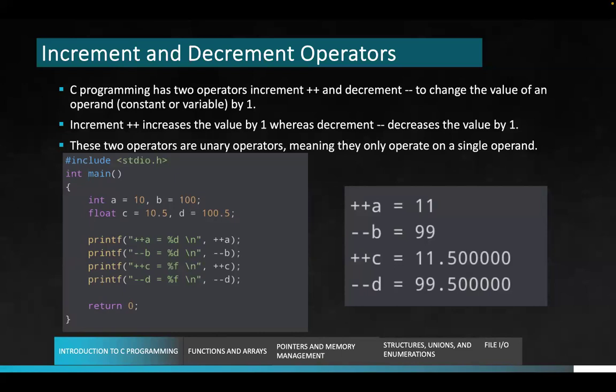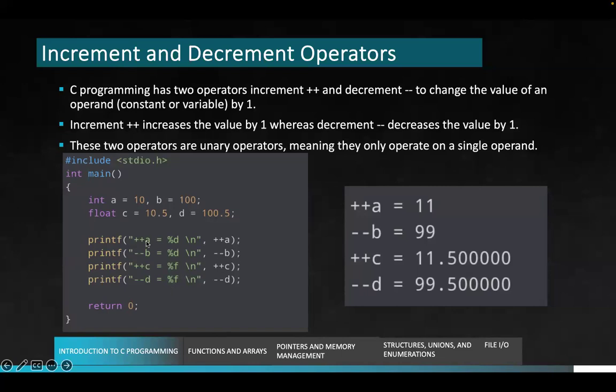These are unary operators. They don't need multiple variables; on a single variable you can do this operation. The example program is this: you take integer variable a equal to 10, b equal to 100, and floats c equal to 10.5, d equal to 100.5. And you are printing ++a, --b, ++c, --d. So what is happening here?